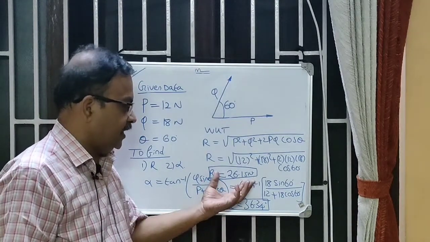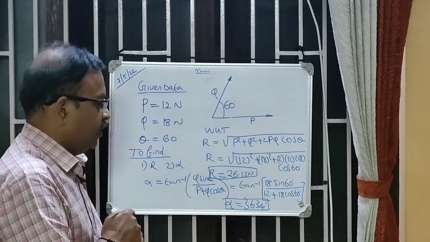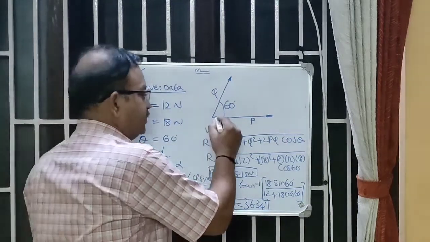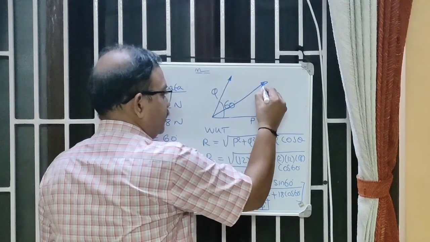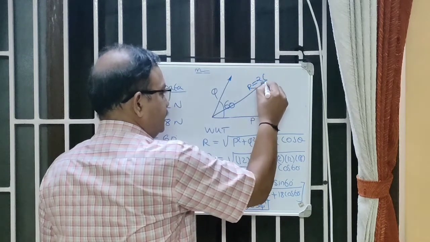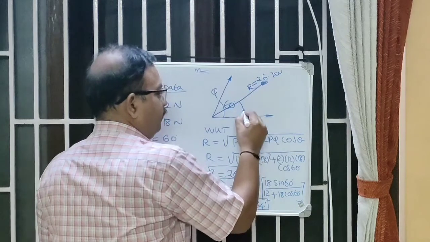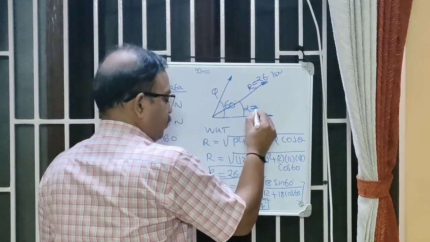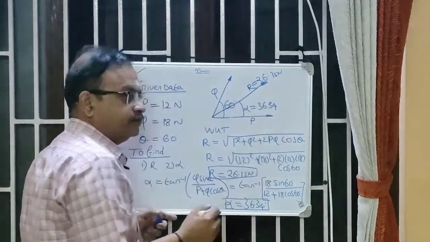So now the resultant is having a magnitude of 26.15 Newton acting at an angle of 36.34 degrees. So now this is going to be the resultant. Its magnitude is 26.15 Newton and alpha is equal to 36.34 degrees.